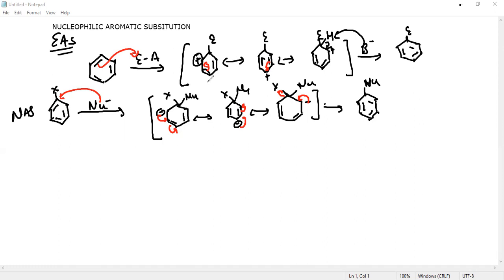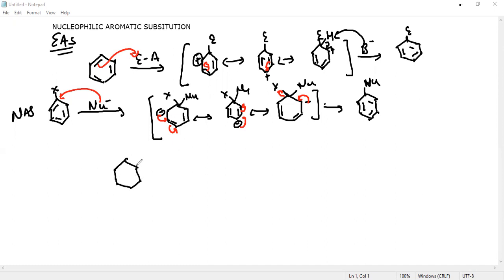This is the slowest step, and it is also energetically less favorable, because we are destroying something which is very stable. So to force such a thing, we need to create a situation where the nucleophile will go ahead and attack. So what we want to do is put electron withdrawing groups on the benzene ring so that we can create such a situation.